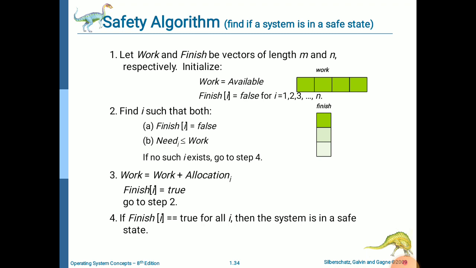Again do the same process until there is no process left to be executed, or there is no i with need of i less than or equal to work. Then come to step 4. If finish of i for all i values is equal to true, meaning all processes have been executed, then the system is in a safe state. If it is not the case, then the system may not be in a safe state.